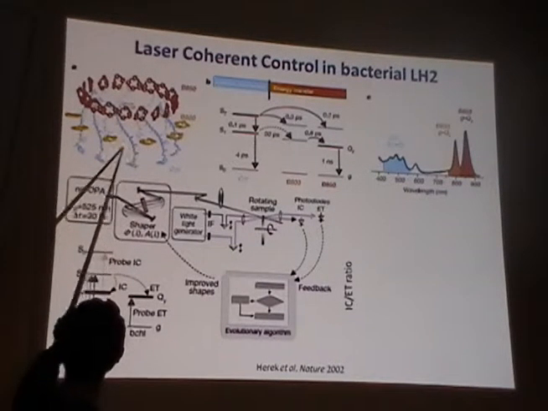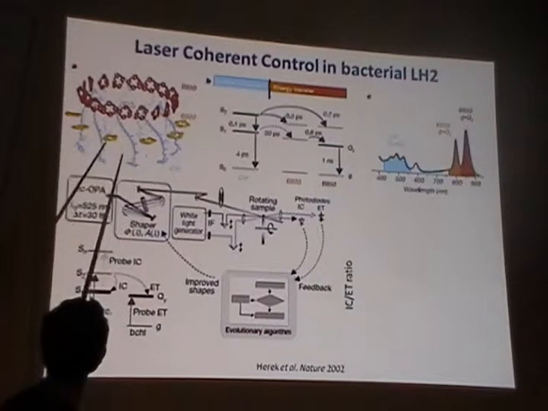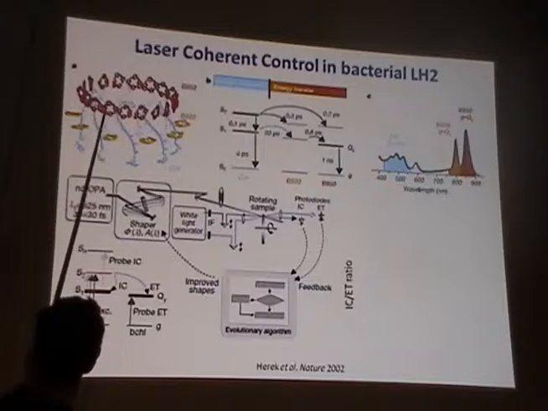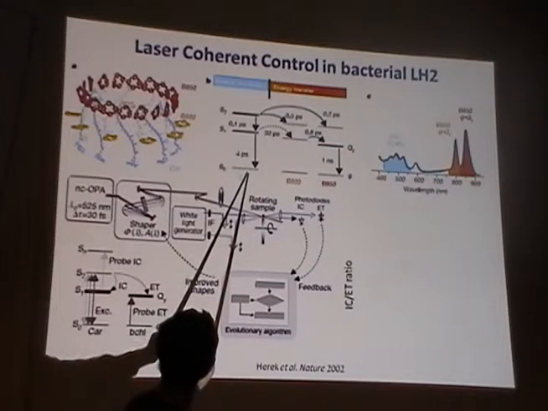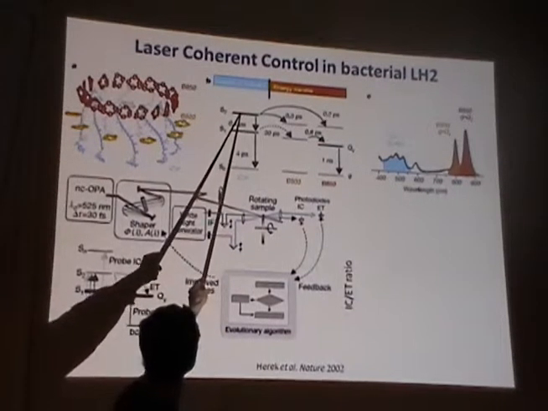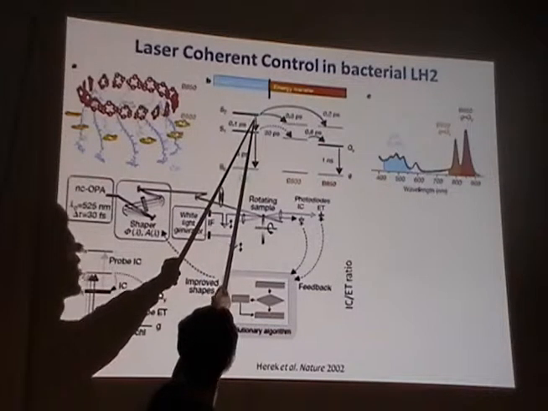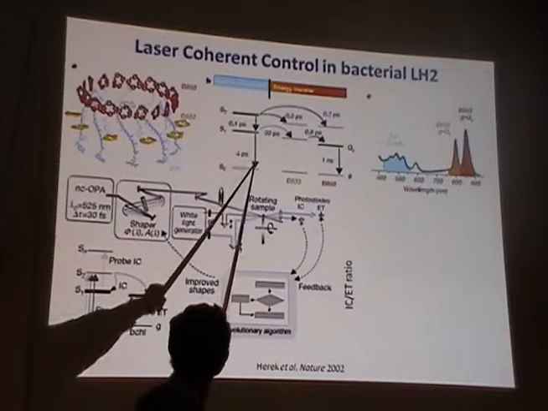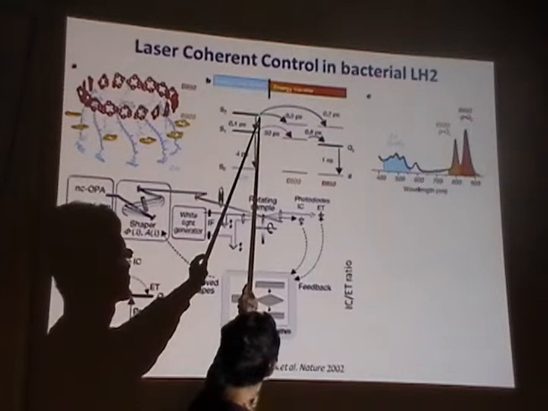So what is the system that was being looked at? That was bacterial LH2, a beautiful symmetric ring structure. So you have bacteriochlorophylls forming a ring here and then another ring there. These blue stick-like molecules are carotenoids. So at 525 nanometers, you are exciting carotenoids, the S0 to S2 transition.